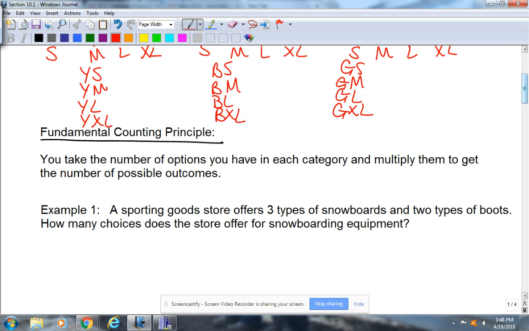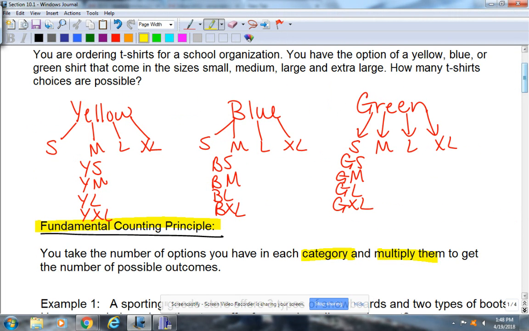Okay, so let's talk about the fundamental counting principle. If they just want the number and they don't want a tree diagram, it's really, really easy. You take the number of options you have in each category and you multiply them to get the number of possible outcomes. So that's the fundamental counting principle. You multiply your categories. Up there with the t-shirts, we had 3 different colors of t-shirts, 4 sizes to choose from. 3 times 4 equals what? 12. And that's how many we got, right?